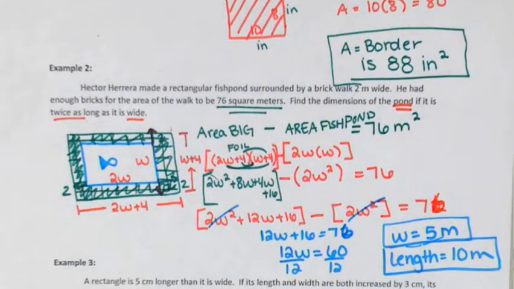Did we answer the question? Find the dimensions of the pond. Is 5 and 10 the dimensions of my pond? Yes. Yes. Thank you, Andrew, for telling me that I messed up.